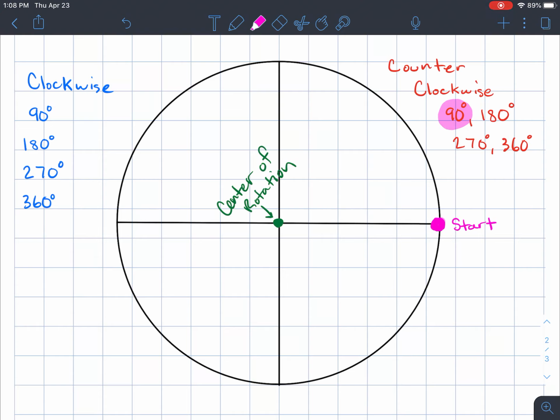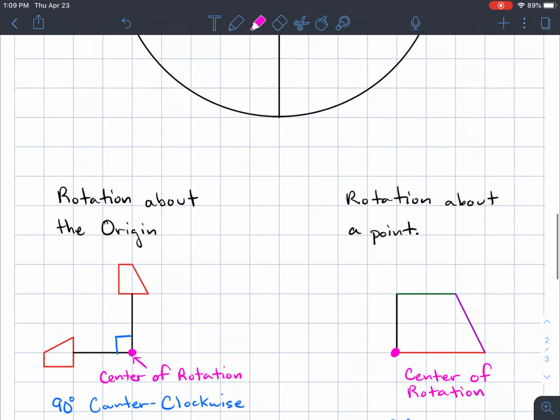I'm talking about 90 degrees as in quarter turns of circles. So how many 90s are you going to make in your turn? That will give you a hint as to where your shape will end up after you're done with the rotations.